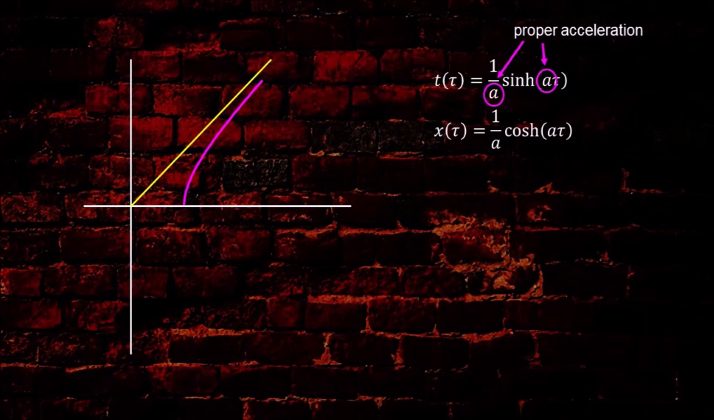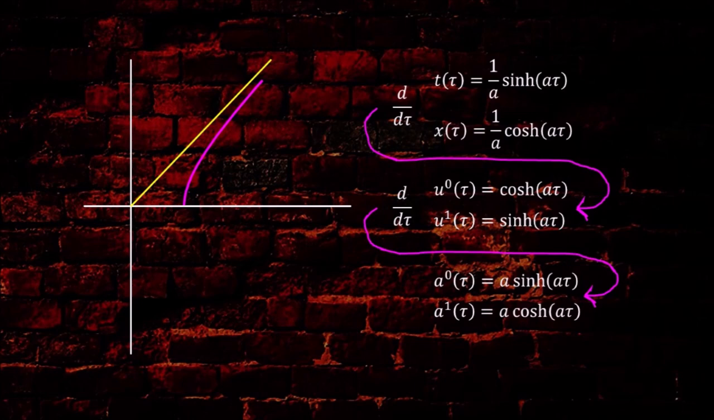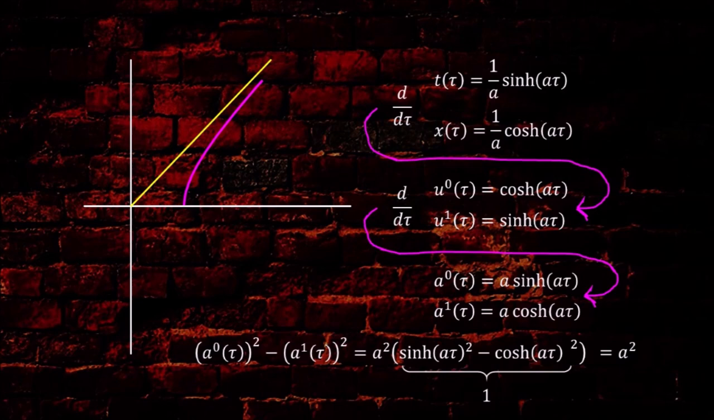Differentiating with respect to tau, we get the 4-velocity. Differentiating again gives us the 4-acceleration. Notice that the square spacetime distance of the 4-acceleration is a squared for all values of tau. If we pick an arbitrary value for tau, the instantaneous 4-velocity and 4-acceleration vectors look like this.